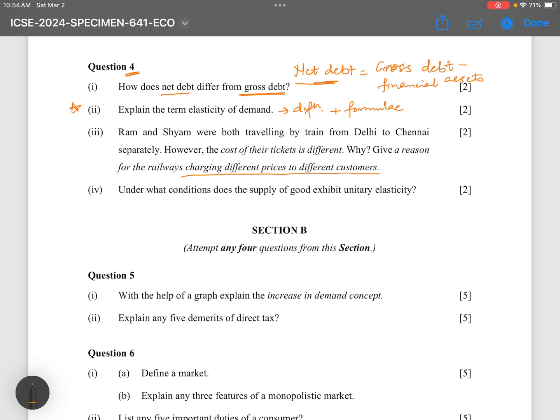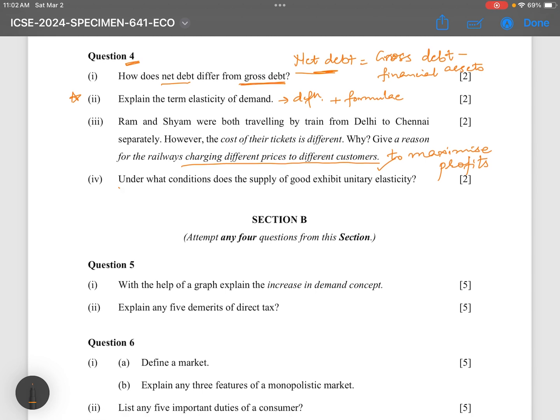Now, why does he do that? To maximize profits. That is the main reason. To maximize his profits, he charges different prices to different consumers. This is again a good question, so pay attention that you should write the whole thing: what feature we are talking about and what is the reason for that, to maximize profits. Next question is: under what conditions does the supply of a good exhibit unitary elasticity? Practically, they are asking us the definition of unitary elastic supply.